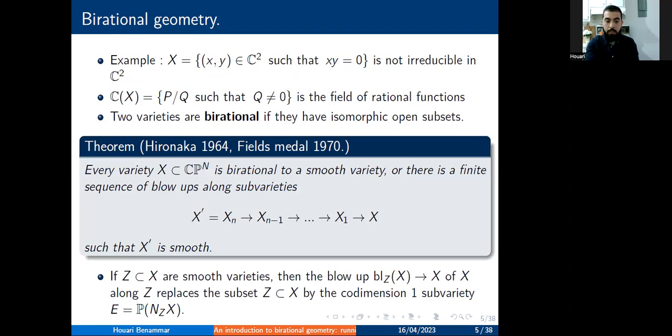So we denote by C(x) the field of fractions, so C(x) is the field of rational functions. That means a quotient of two polynomials p over q, such that the denominator q is not 0. And we say that two varieties are birational if they have isomorphic open subsets.